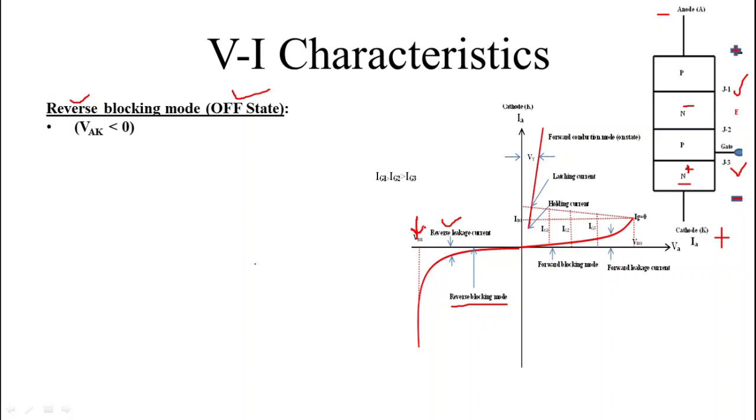When voltage is increased beyond this VBR, then what happens? Then an avalanche occurs and junctions J1 and J3 break and reverse current increases abruptly. Here we can see that this reverse current increases very abruptly, and this abrupt current may damage the SCR. So this situation must be avoided.